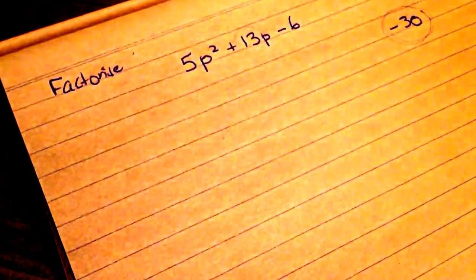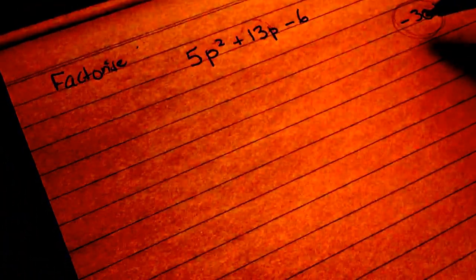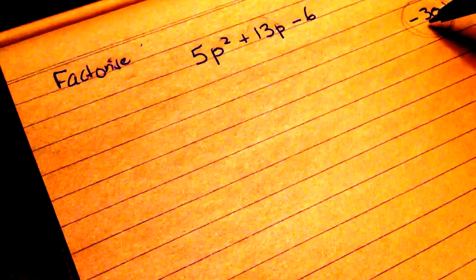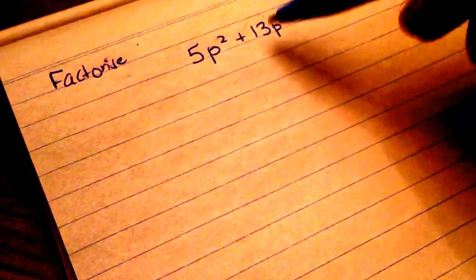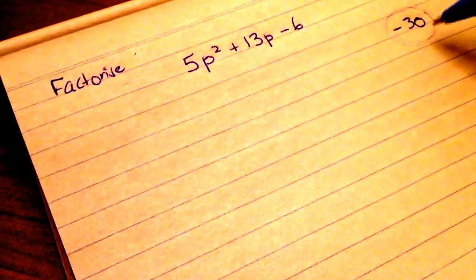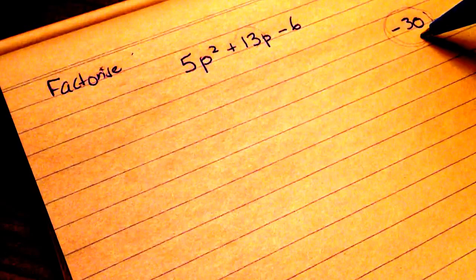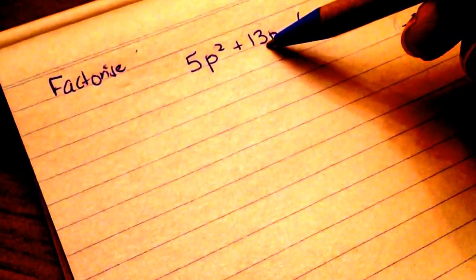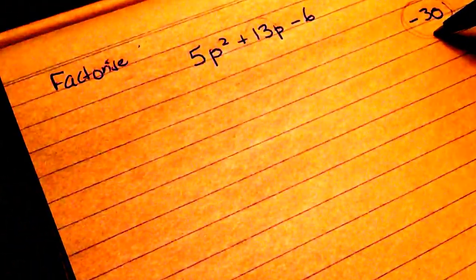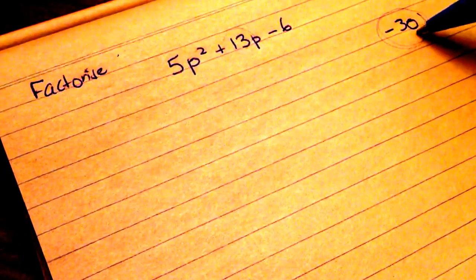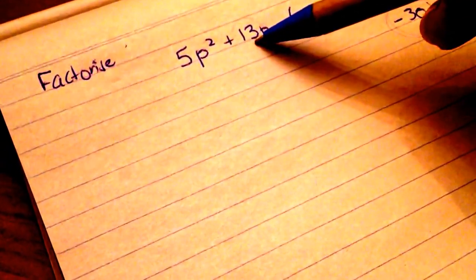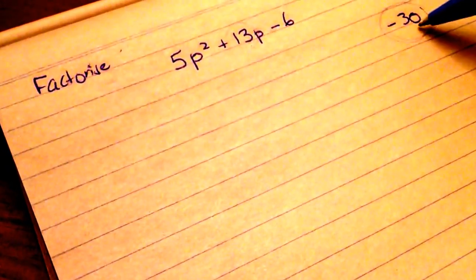Okay, so we know that 10 times 3 is 30, but it's not minus 30. We know that 10 times minus 3 is minus 30, but 10 plus minus 3 does not give us 13, it gives us 7. We know that minus 10 times 3 gives you minus 30, but minus 10 plus 3 still doesn't give you 13. So look for other factors, okay? 5 times minus 6 or minus 6 times 5, you won't get 13. All right, so think of another two factors.